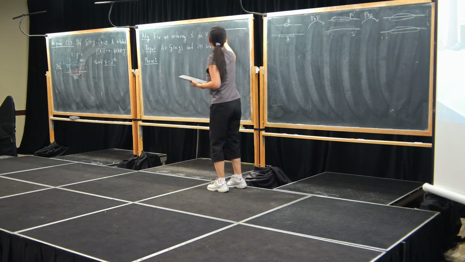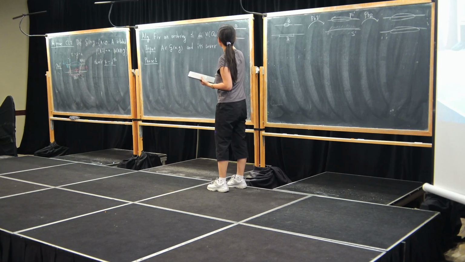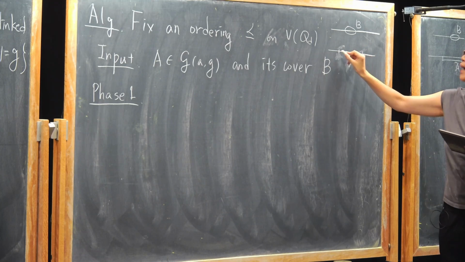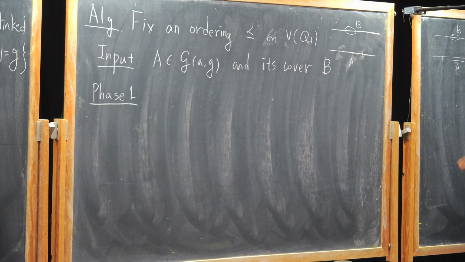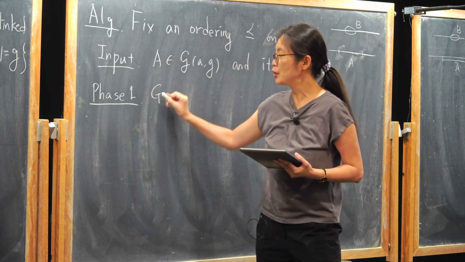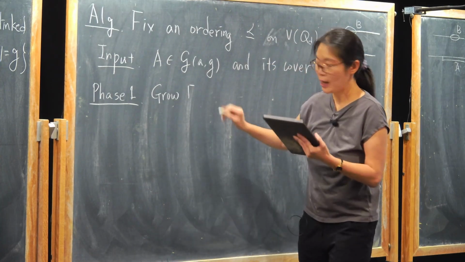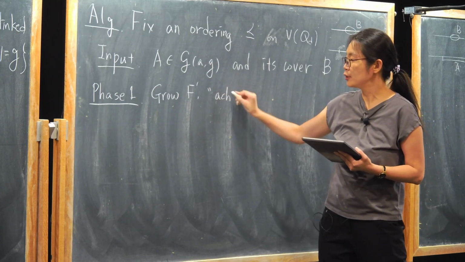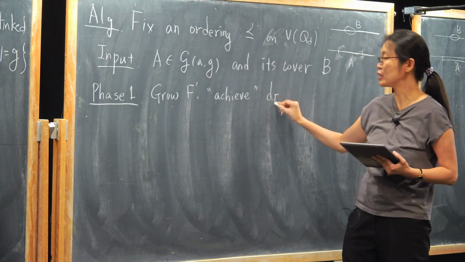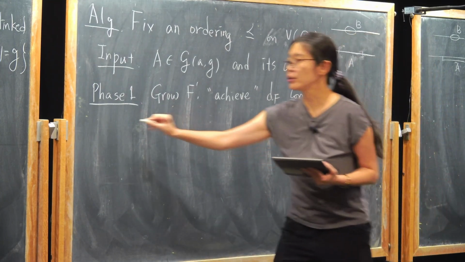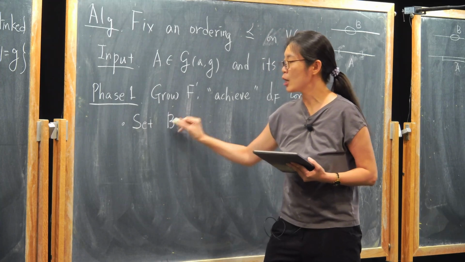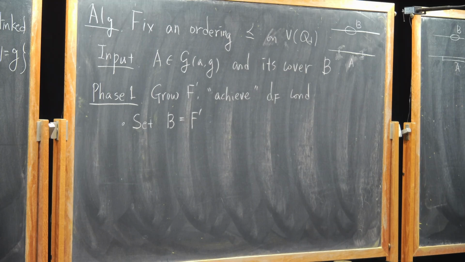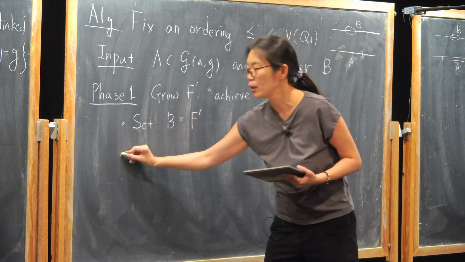picture we start with this. We have A, not closure of A. The input is A and B. So in phase 1, we grow F prime, and the goal of this phase is we want to achieve the dF condition. So first, we set B, our cover, to be our initial F prime. And then we keep growing this F prime in the following way.